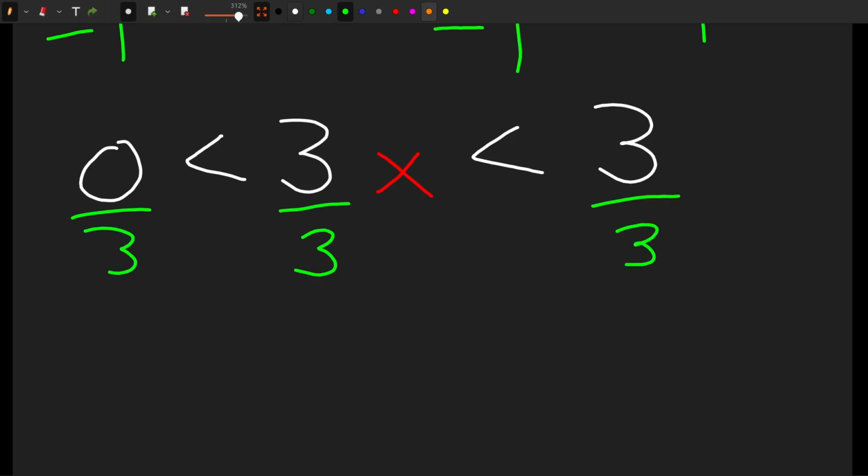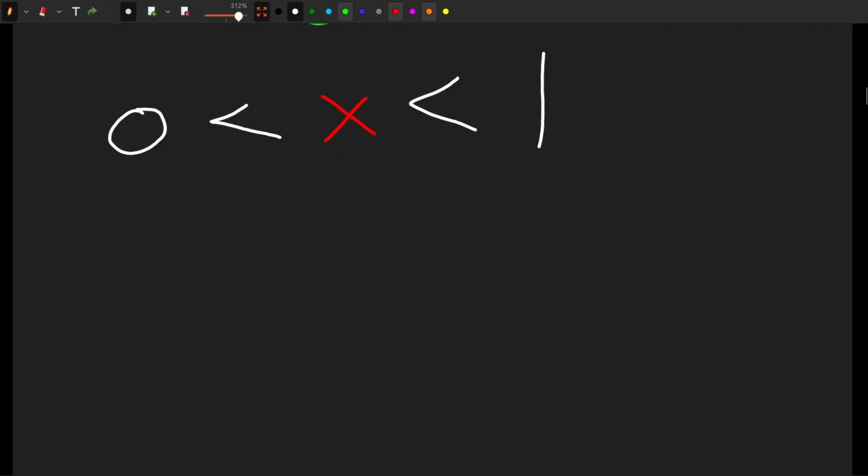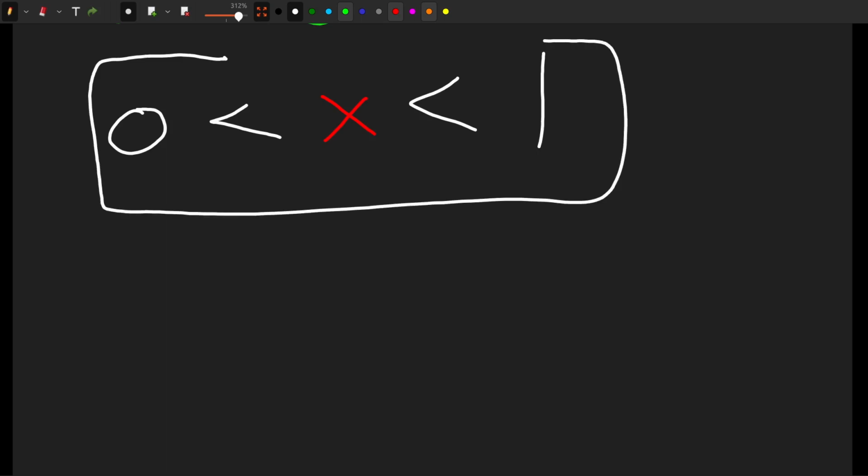Okay. And so now 0 divided by 3 is still 0. I'm just going to be left with 1x. And then on the other side, I'm going to have 3 divided by 3, which is just 1. And so that is an intersection inequality. 0 is less than x is less than 1. This is one possible solution.